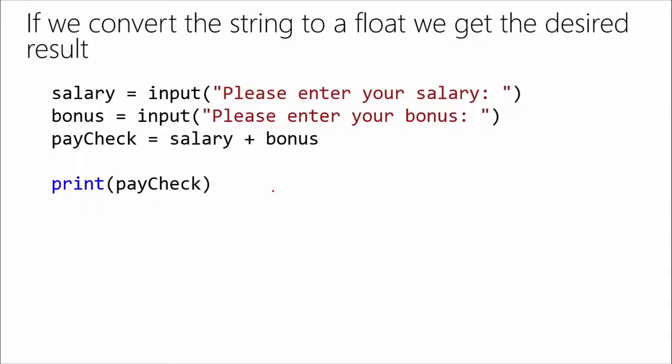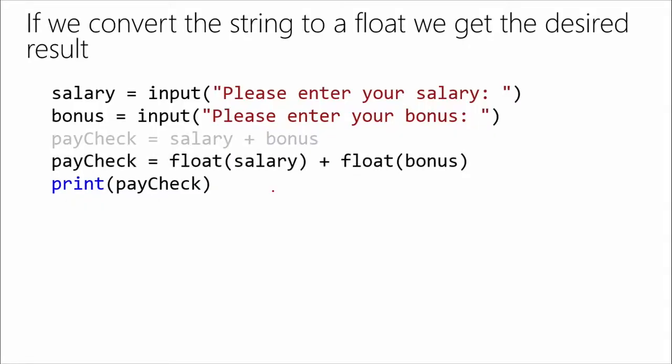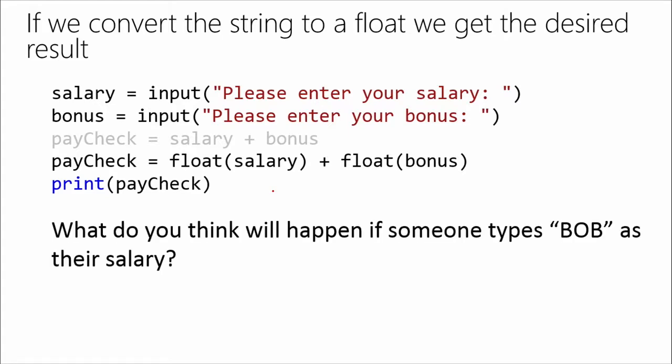So in our case, to fix our code, we have converted to a float instead of just adding salary and bonus, and now we're adding two numbers instead of two strings. Perfect. Now, I do want to bring up a little situation. Christopher, what would you think would happen if somebody typed in a salary of Bob?